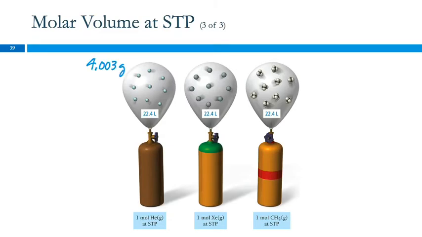How about the xenon? 131.3 grams. They're taking up the same amount of space, but this one weighs a heck of a lot more because each of the particles is heavier. These particles are also larger than the helium particles, but there's so much empty space in between them that the difference in size doesn't matter. It's a little hard to get your mind around.